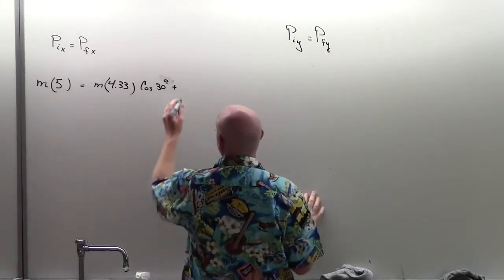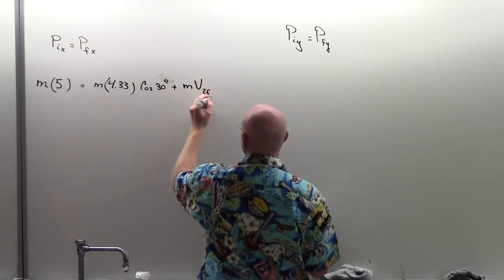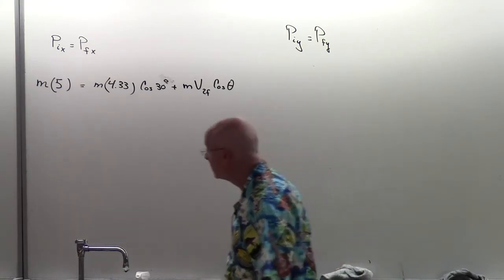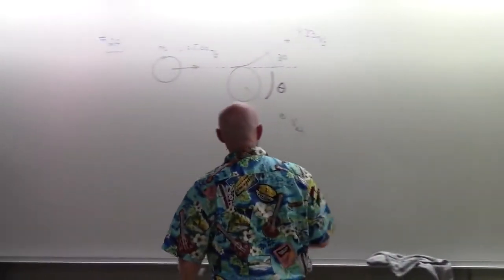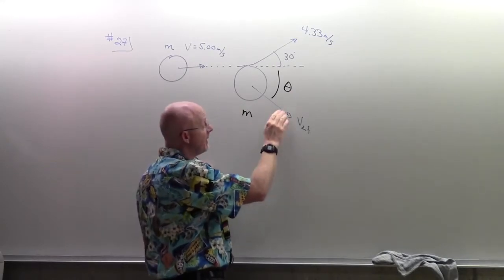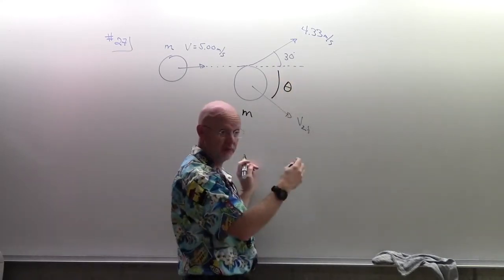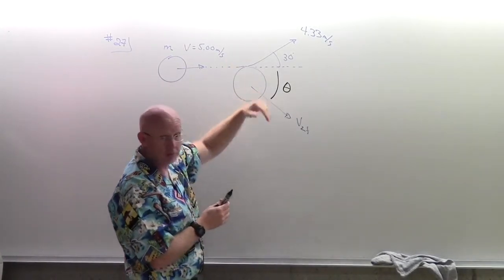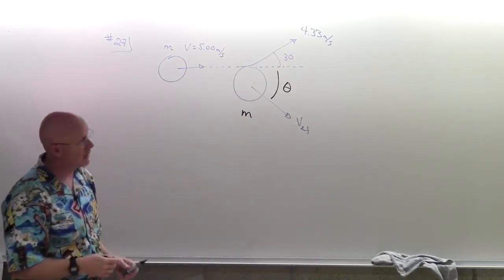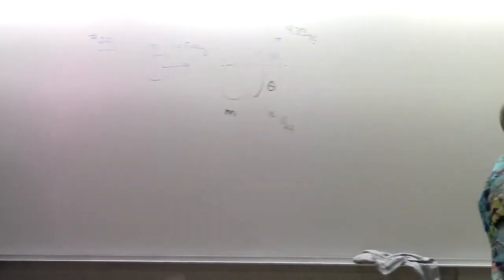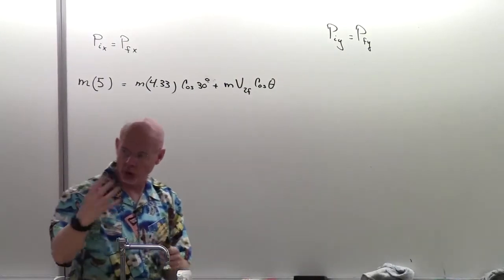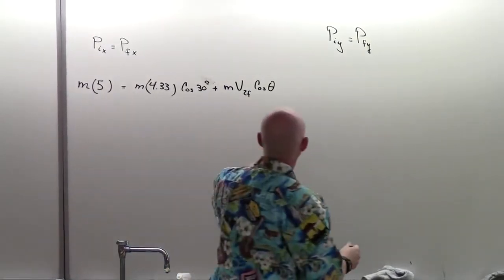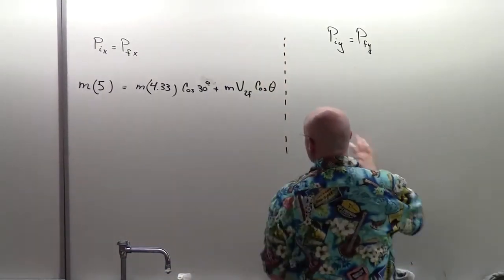But then I would also have an mv2f cosine of this unknown angle theta. And so the m times the v is the momentum, and then multiplied by cosine gives me how much is moving in the x direction. And so I did that for both the cue ball and the struck ball. Okay? And so that is the equation I would be writing down to match those words: the momentum in the x direction before the collision equals the momentum in the x direction after. And I put a little dotted line because that was kind of a long equation.